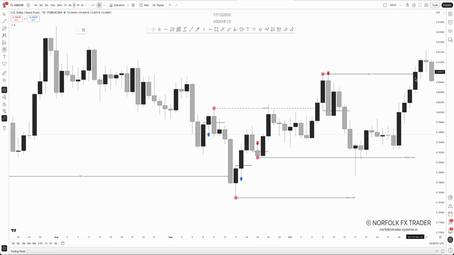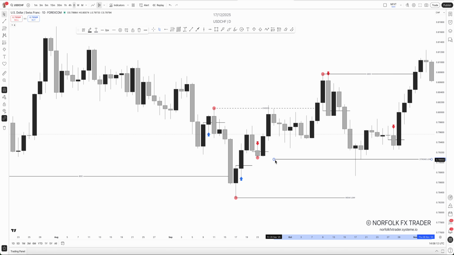So as soon as this candle closes through, there's our close down. I'll just show you again. Okay, this level. We close through that level. So now this low, which is our current strong low, becomes here.